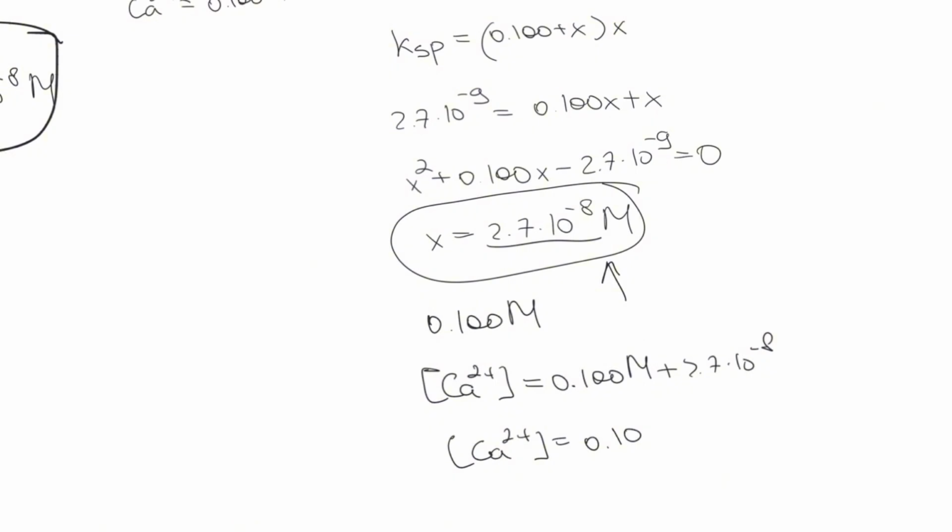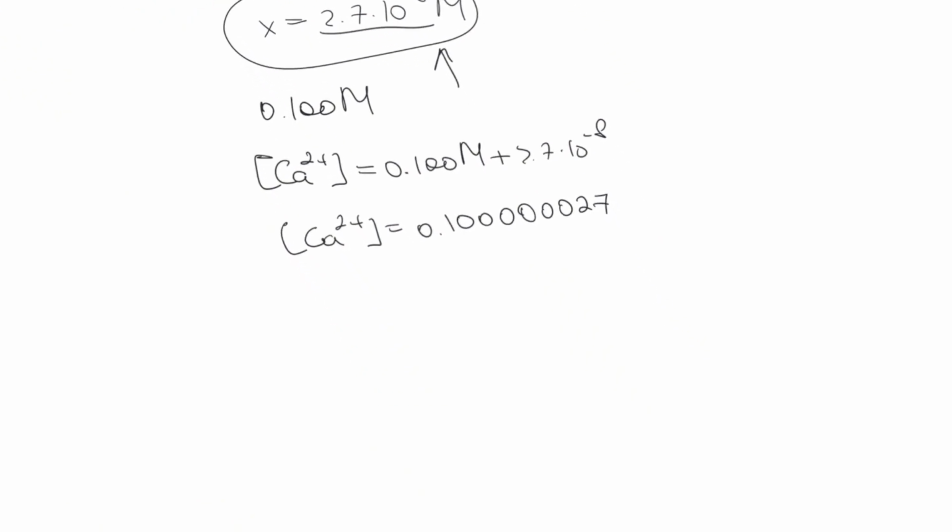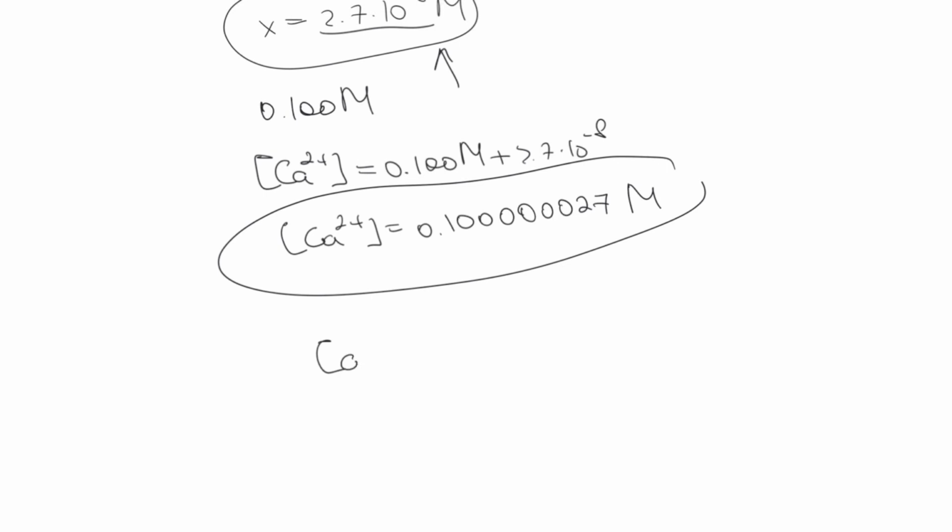0.10000027. So yeah, we don't need to write this number, right? We can assume that the concentration of calcium 2 plus is just equal to 0.100 molarity, and that's it.